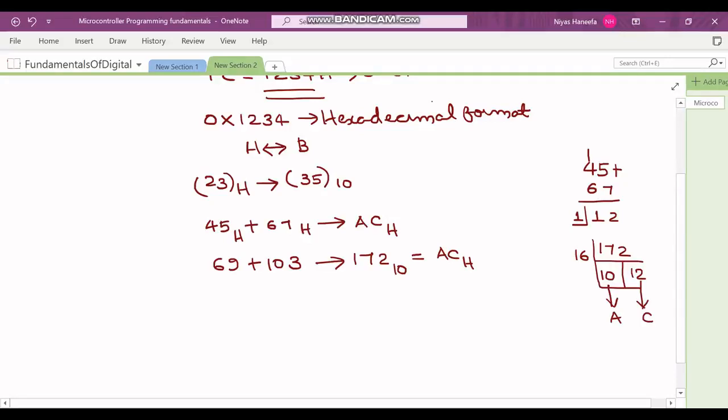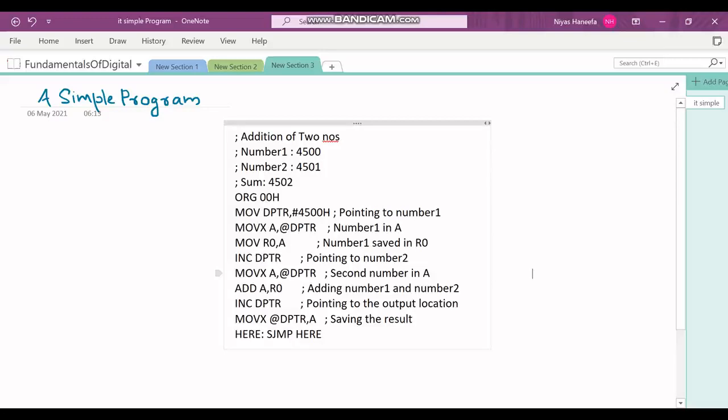So this is the thing which I wanted to tell you with regard to the hexadecimal format. Now let us see a simple program in 8051 assembly language. This is a simple program for adding two numbers.